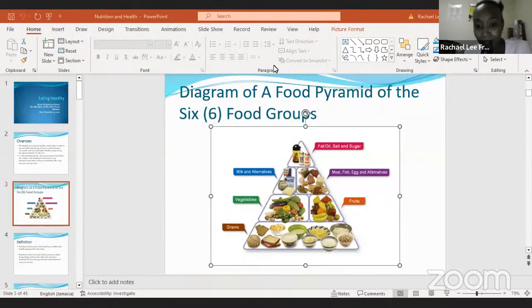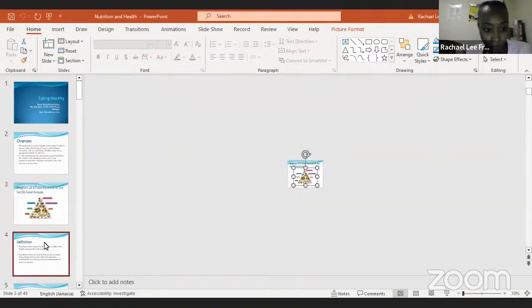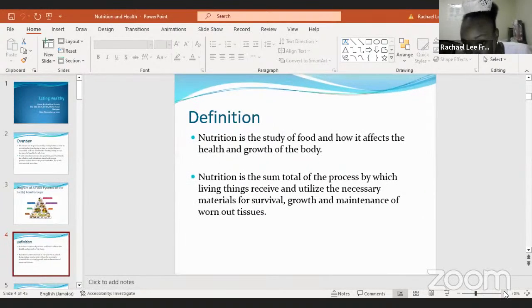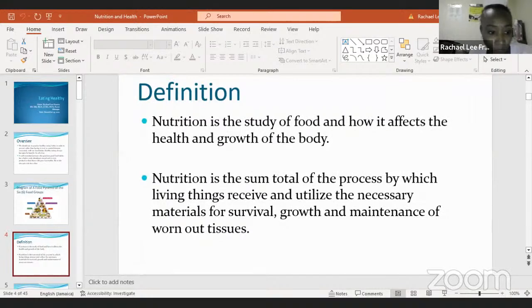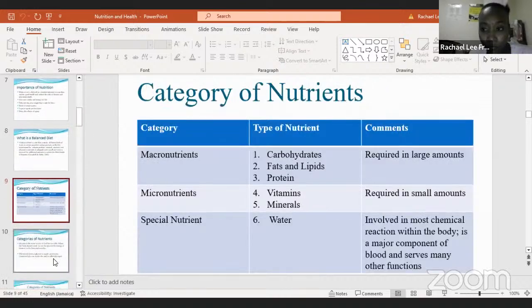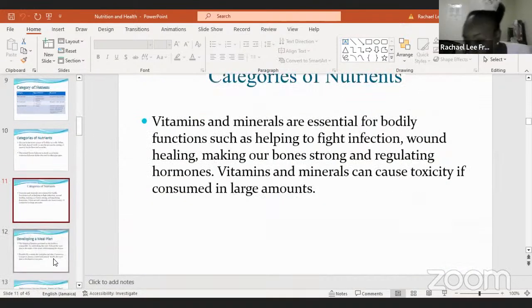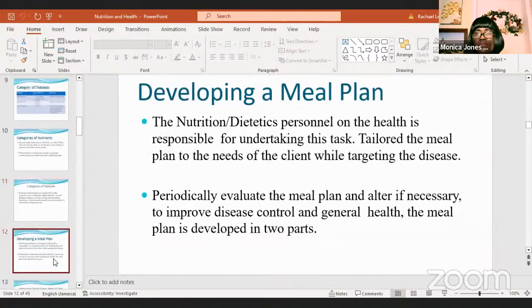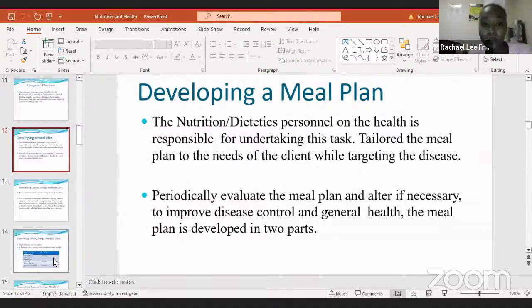So I'm going to continue where I left off yesterday. Okay, so today we will be talking about how we develop a meal plan.